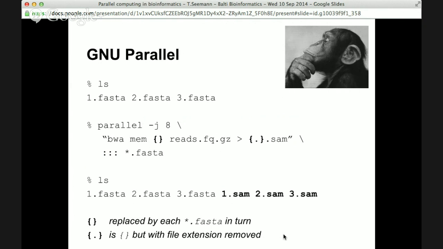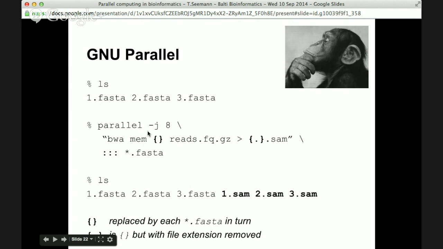A nicer way to do things now is with GNU parallel, which is a fancy Perl script that allows you to parallelize generic things in Unix. Imagine again the same thing: we've got 3 FASTA files, and we want to align the reads to them and create SAM files for each of them. You can do this with the parallel command here.